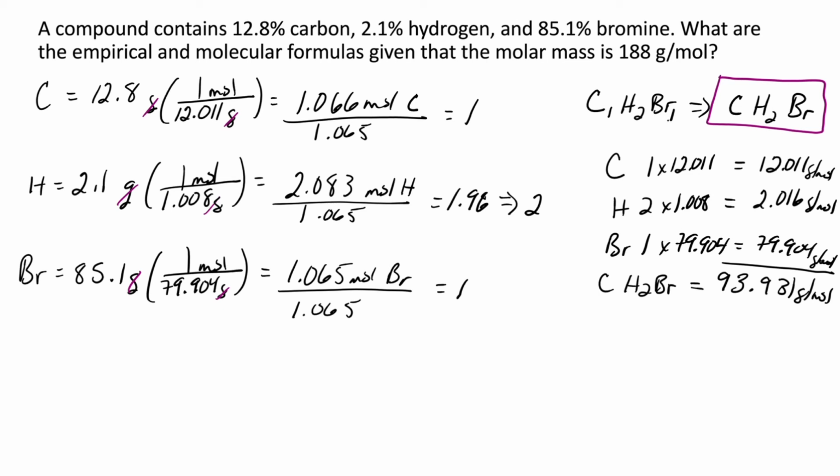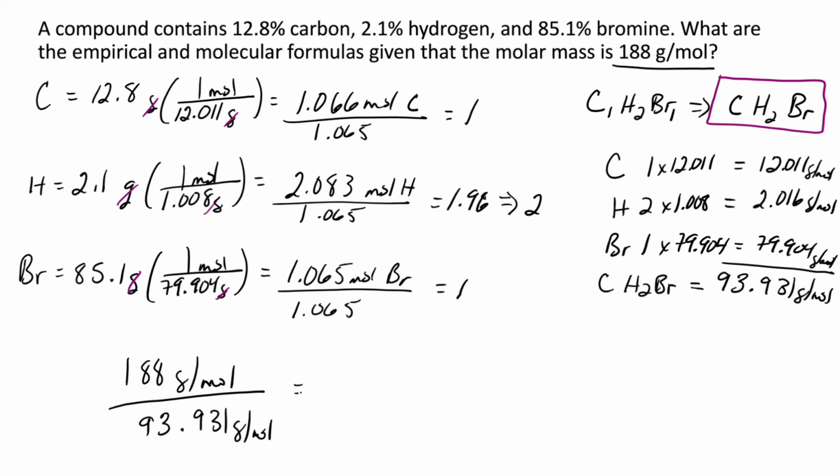C2H4Br2. In order to determine that, we're going to use the molar mass of the actual compound and divide that by the mass of the empirical formula, which is 188 grams per mole. And this is the molar mass of the compound that we're trying to figure out the molecular formula for, not the empirical formula, but the molecular formula. And we're going to divide that by our calculated molar mass for the empirical formula. And we see that 93.931 will go into 188 2.001 times. So this is 2.